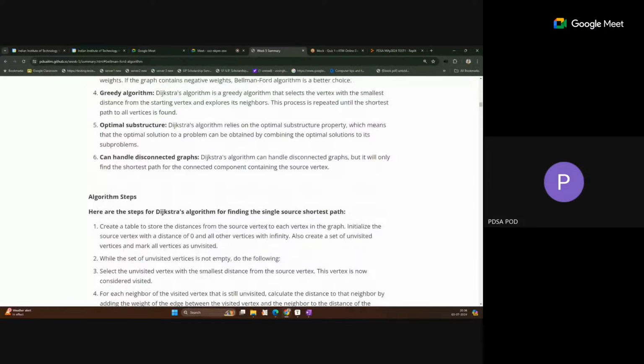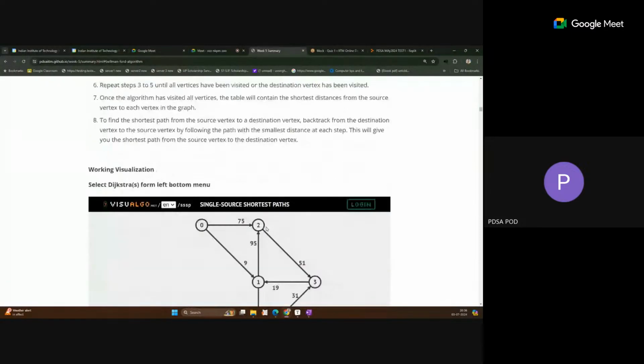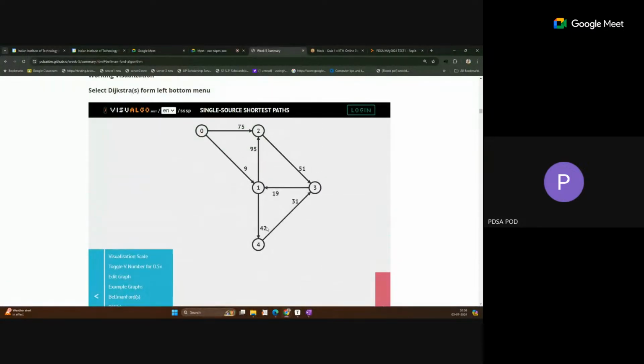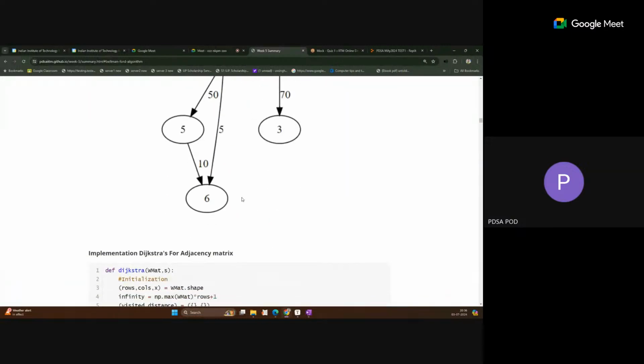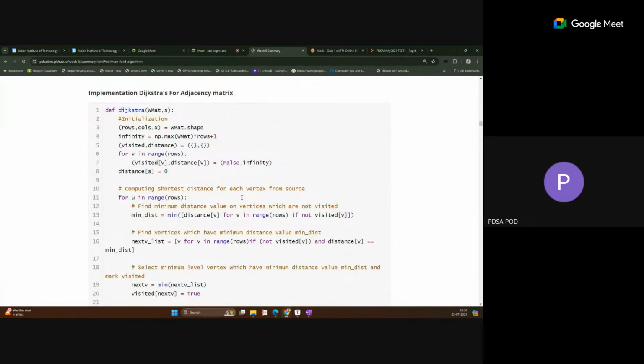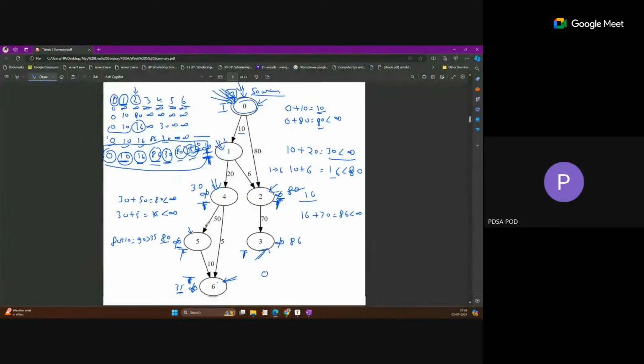Okay, now if you see the steps, this is some visualization you can run. Okay, and this is the code. So let's discuss how this code is working. So let me discuss the same.